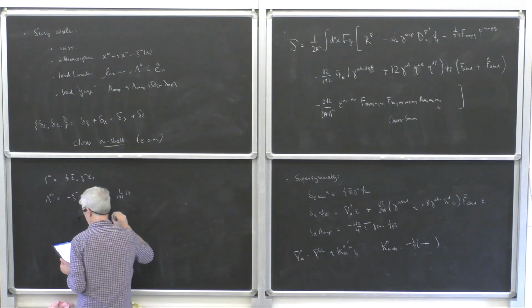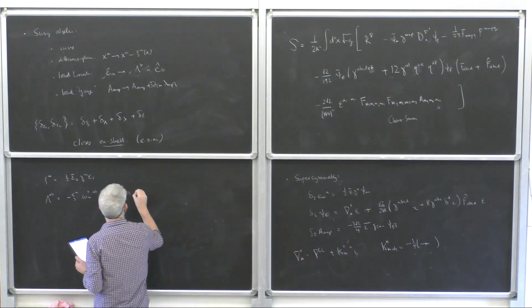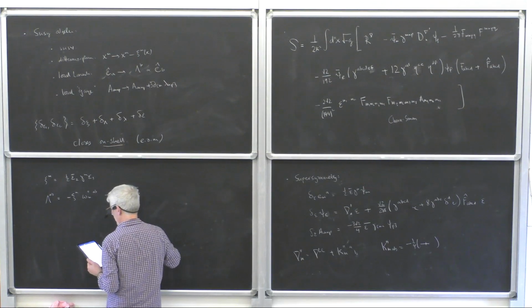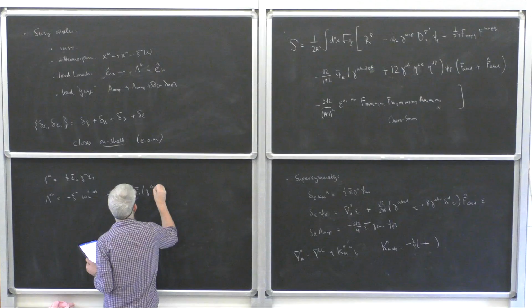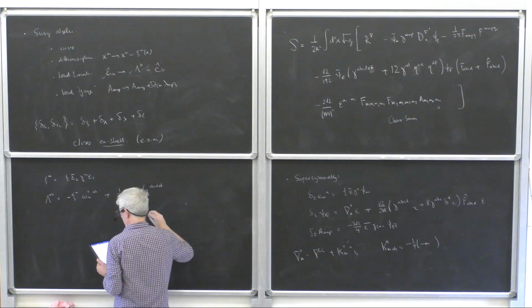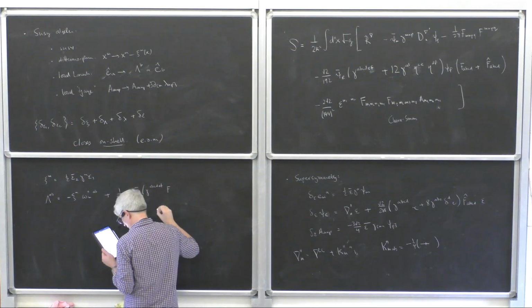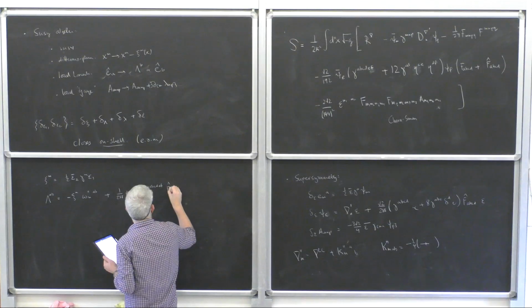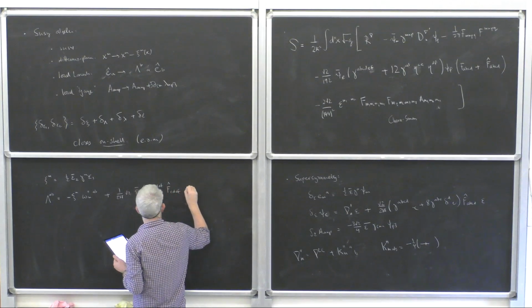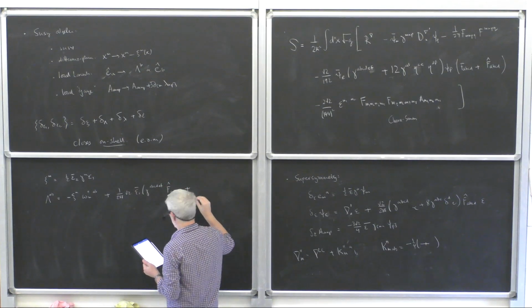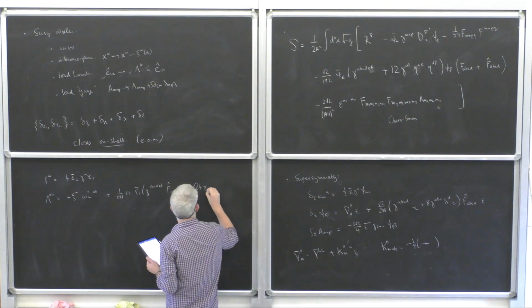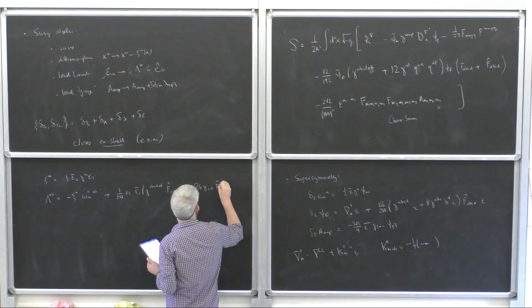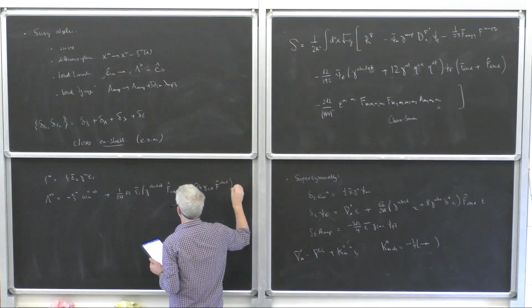Square root of 2. I'm sorry, there's so many indices here. Gamma A, B, C, D, E, F. And then I get the hatted guy, C, D, E, F. And then I get another term with 24 gamma C, D, F hat A, B, C, D, epsilon 2.